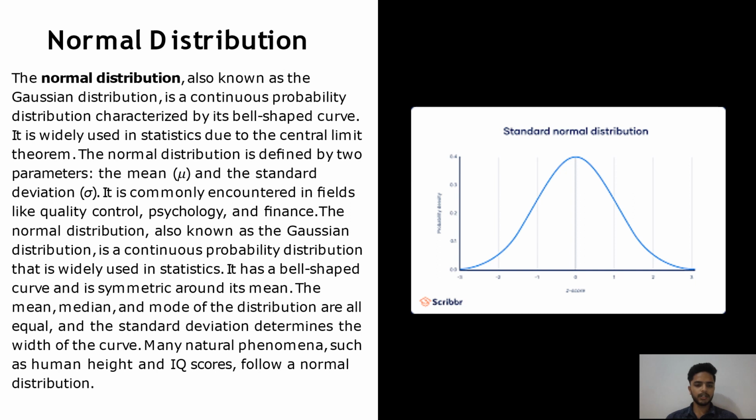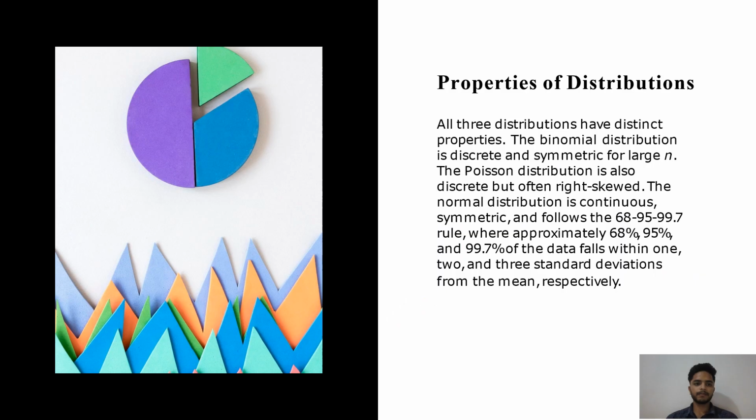The normal distribution, also known as the Gaussian distribution, is a continuous probability distribution that is widely used in statistics. It has a bell-shaped curve and is symmetric around its mean. The mean, median, and mode of the distribution are all equal, and the standard deviation determines the width of the curve. Many natural phenomena such as human height and IQ scores follow a normal distribution.